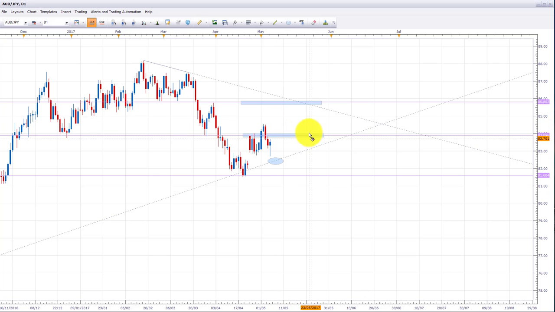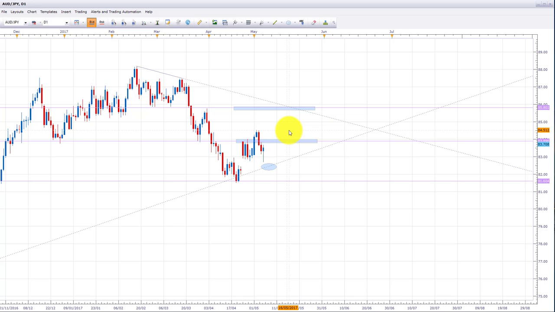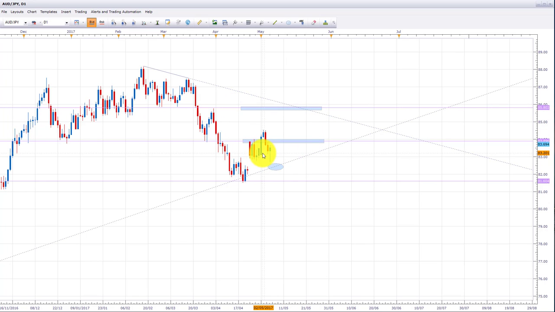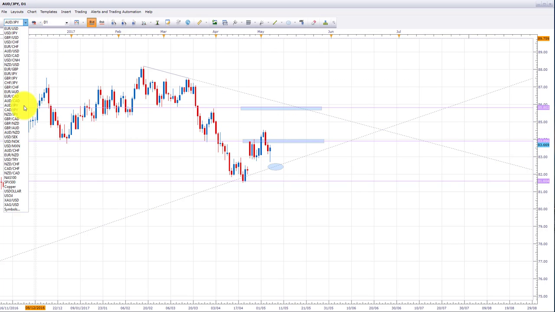get some accumulation or a corrective pattern in this area, and then I'm going to be looking for longs up to the 85.80 area of confluence, because we also have this downward sloping trend line and this area of resistance here. So I would favour longs on the Aussie Japanese yen, but I prefer to see it back in this area before I start to initiate longs in this currency pair.